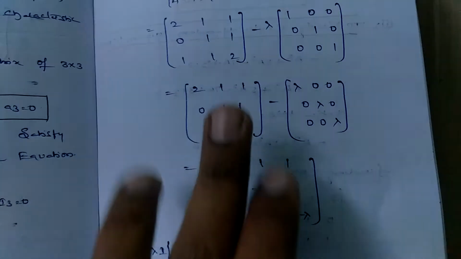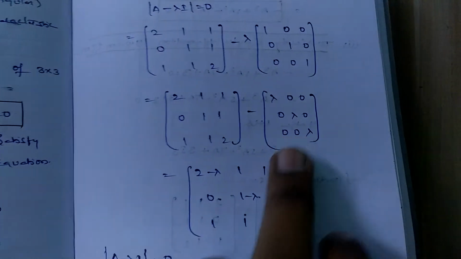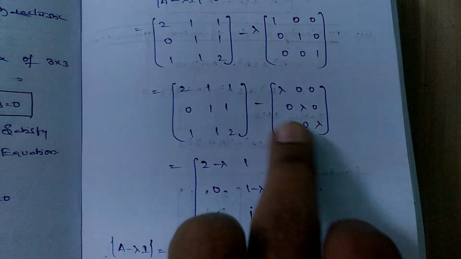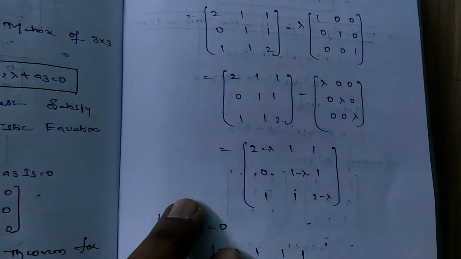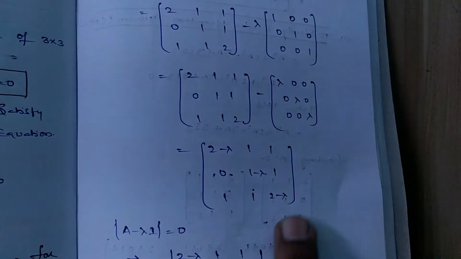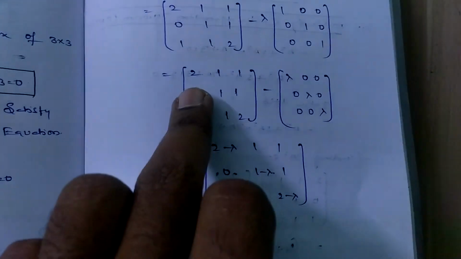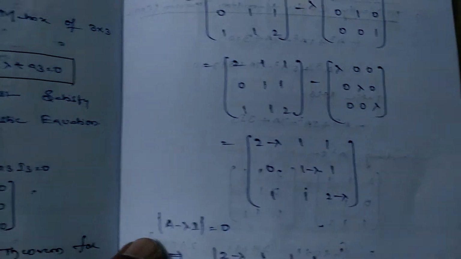Write the A matrix as it is. Now multiply lambda with the identity matrix. It becomes like this. Now do the usual subtraction. 2 minus lambda, 1 minus 0 is 1, and 1 minus 0 is 1. Like that you will get this result for the above matrix.